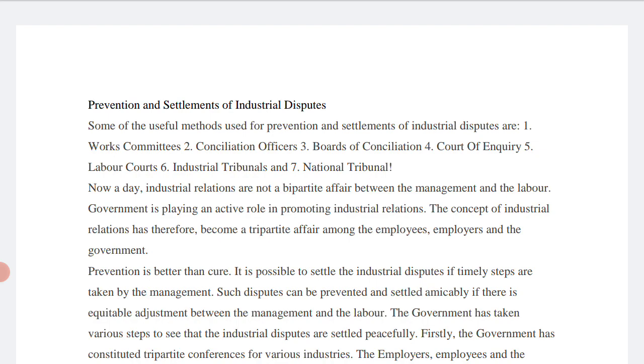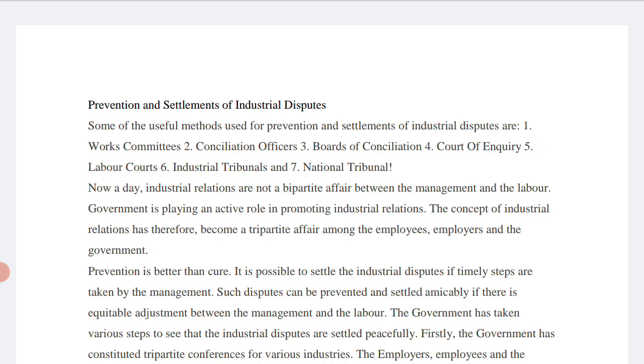So, if we think that the production process should be uninterrupted, the industry should always be uninterrupted, then what are we supposed to do? We are supposed to look after each and everything which can result into conflict. So let's see what are the different measures which we can take so as to prevent and settle the industrial disputes.